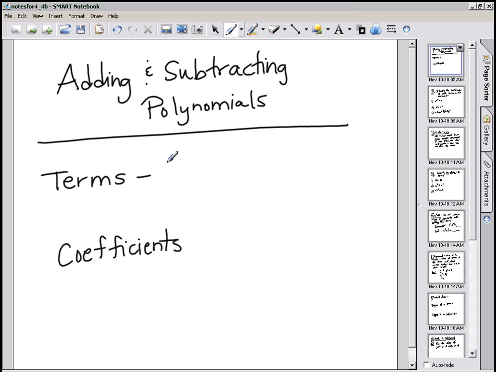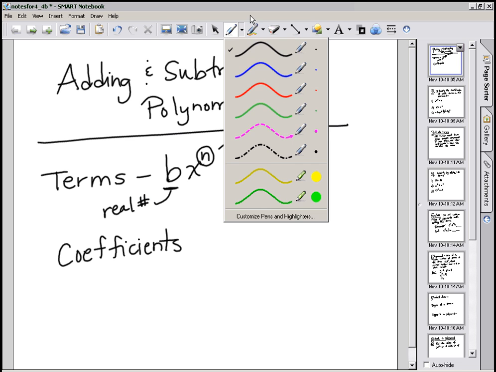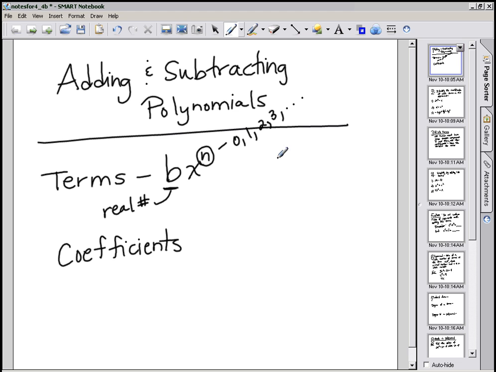A term is something of the form bx to the n. That is, it has a multiplier, a real number multiplier, and a variable x raised to some whole number power. So in this case, our exponent n is going to be a whole number, which is the values 0, 1, 2, 3, and so on. The b is going to be just some real number. So an example of a term would be something of the form 5x or negative 3y squared.